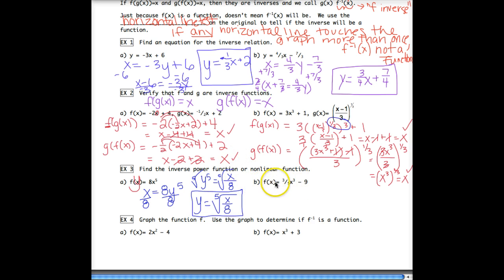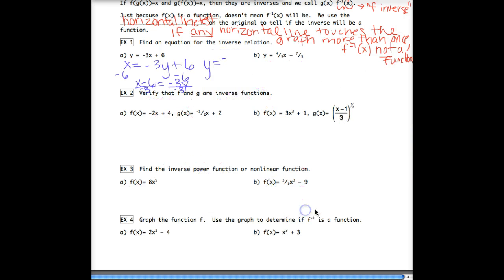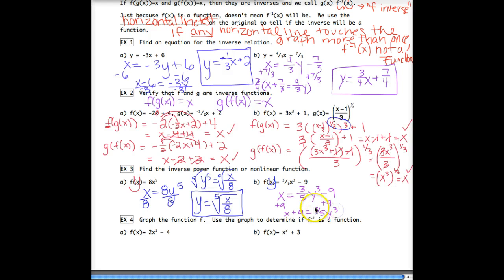B, same thing. Remember, f of x is y. So my first step is to switch x and y. So x equals 3/5 y cubed minus 9. Now get the y alone. So add the 9 first. That gives me x plus 9 equals 3/5 y cubed. Then I need to get rid of the 3/5, so I multiply both sides by the reciprocal, 5/3. So 5/3 times x is 5/3 x. 5/3 times 9, if you don't know, you can use your calculator to help you, gives you 15. 5/3 times 3/5 cancels, so I just have y cubed here.